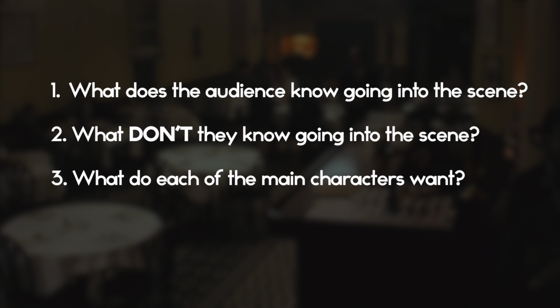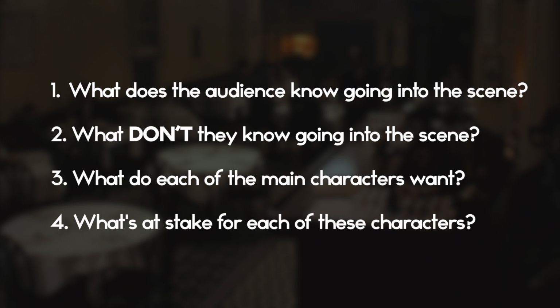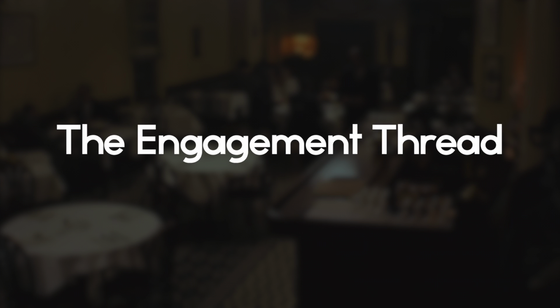This is also referred to as their objective. 4. What's at stake for each of these characters? In other words, how would failure affect their lives? These 4 questions are the root to forming what I'm calling the engagement thread. Now, I say thread because it's linear and it relates to time. The answers to these questions empower the director to guide what the audience is engaged with, moment by moment, scene by scene. Okay, so let's take a look at each of these 4 questions.